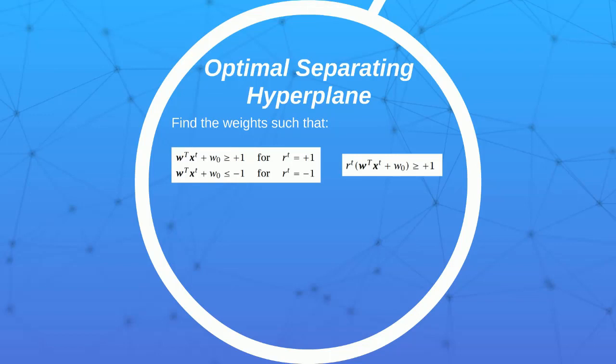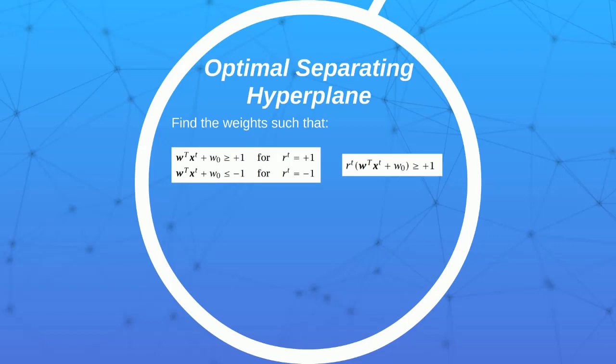So not only do we want the instances to be on the right side of the hyperplane, but we also want them some distance away for better generalization. Our function on the right here, r^t times the transpose of w, x^t plus w_0, is greater than or equal to 1 instead of just 0 because we want a margin. We want some distance between the hyperplane and our nearest points.